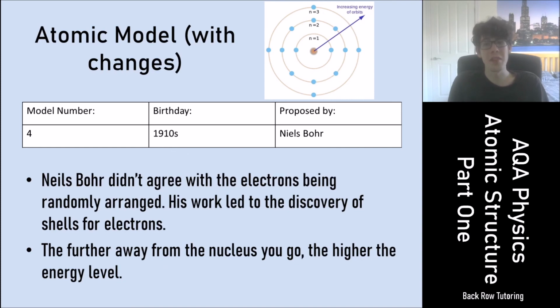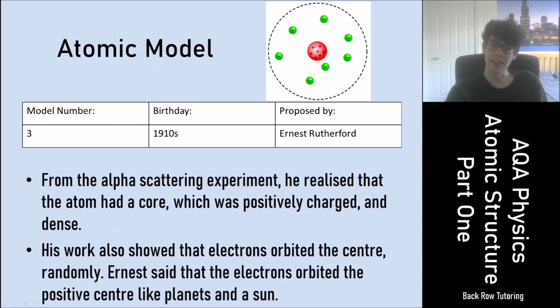Model number 4, I know there's a lot to learn here, but it's part of the GCSE. Again, the birthday of this was in the 1910s, and it was Niels Bohr who suggested this atomic model. Niels Bohr didn't agree with the electrons being randomly arranged. His work led to the discovery of shells for the electrons. So Niels Bohr said, yes, there are electrons, but I believe they are arranged in shells. And that's shown in this diagram here. So the electrons are arranged in shells rather than just being randomly scattered like this.